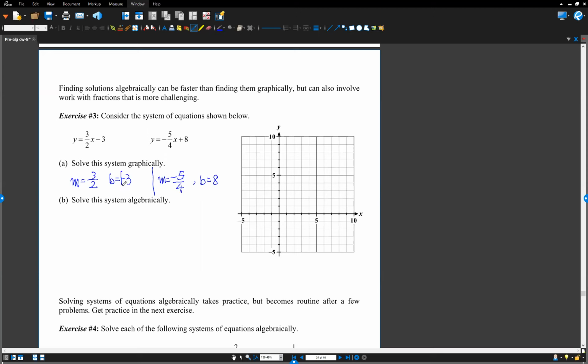The starting point on the y-axis is -3. This is our starting point, the y-axis. Now follow the slope. 2 right, 3 up. 2 right, 3 up. That's the graph.